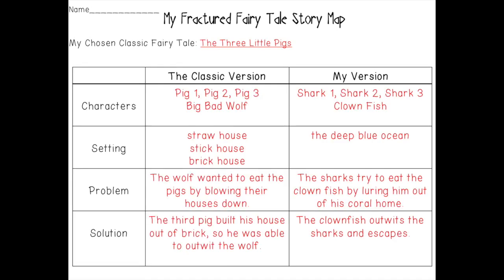You will use one of these. My example here is where I've chosen the classic fairy tale of the Three Little Pigs. That's mine that I've chosen. You could choose the same too. And then I've changed it. So in my story map, the characters have changed to Shark 1, Shark 2, Shark 3, and a clownfish. And the setting, instead of being all the different houses, is the ocean. The problem in my story is that the sharks try to eat the clownfish by luring him out of his coral home. So they're trying to trick him to come out of his home and eat him. And the solution in my new story is that the clownfish outwits the shark and escapes.